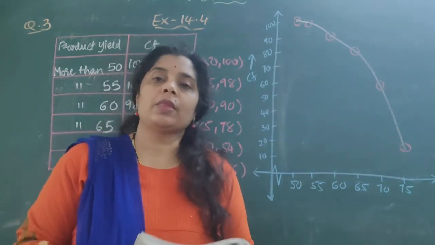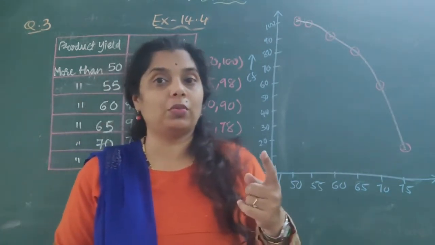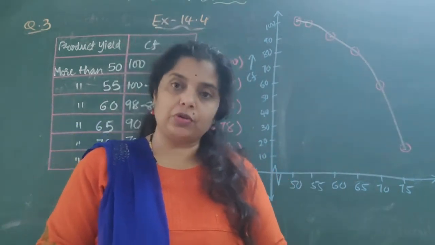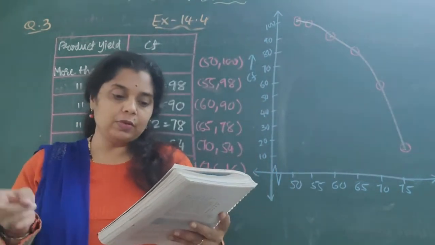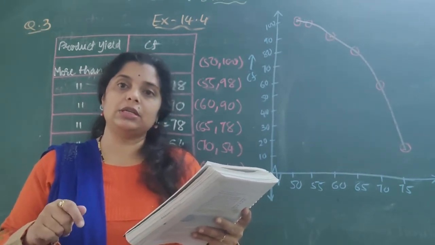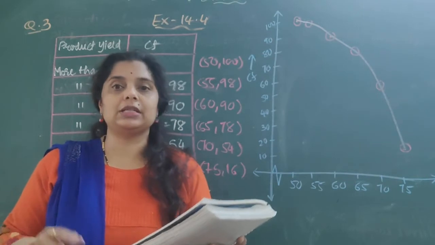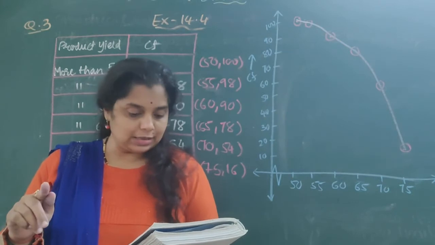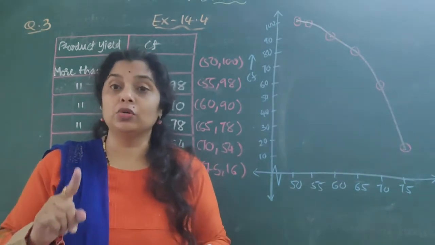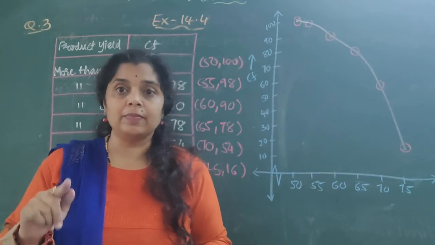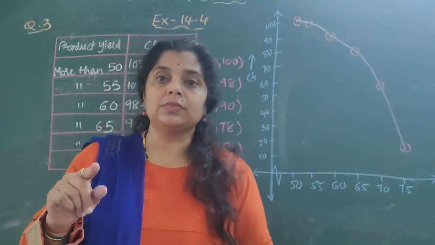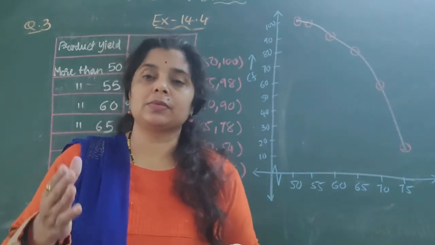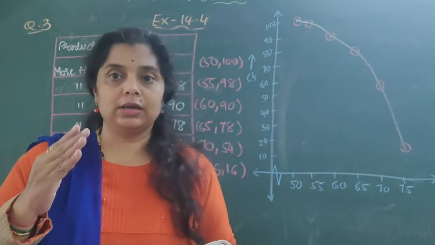So we have to do here a more than type ogive. More than what? More than lower limit. If we see the distribution, for the first class the lower limit is 50. For the second it is 55, for the third 60, 65, then 70 and 75. These are the lower limits of the classes. And don't forget, less than type means less than what? Upper limit. More than type means more than the lower limit.